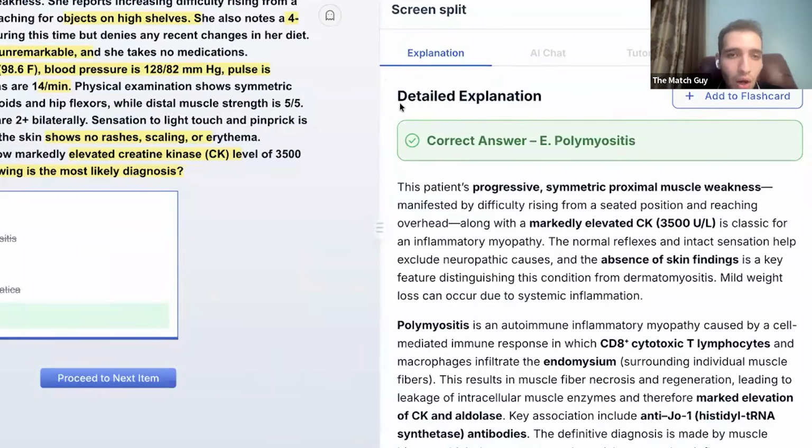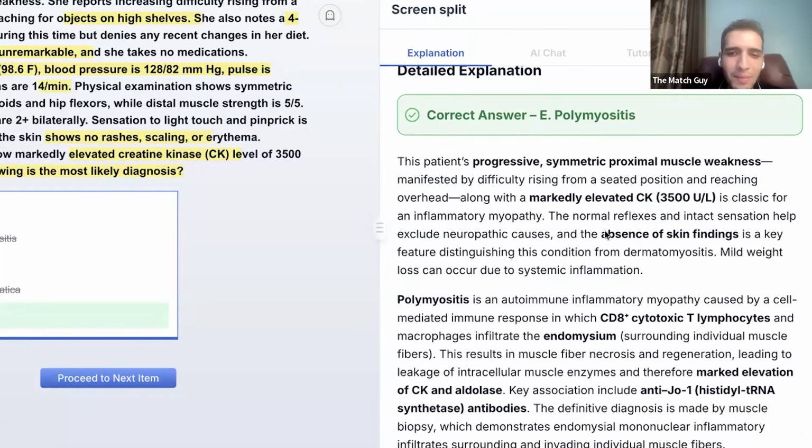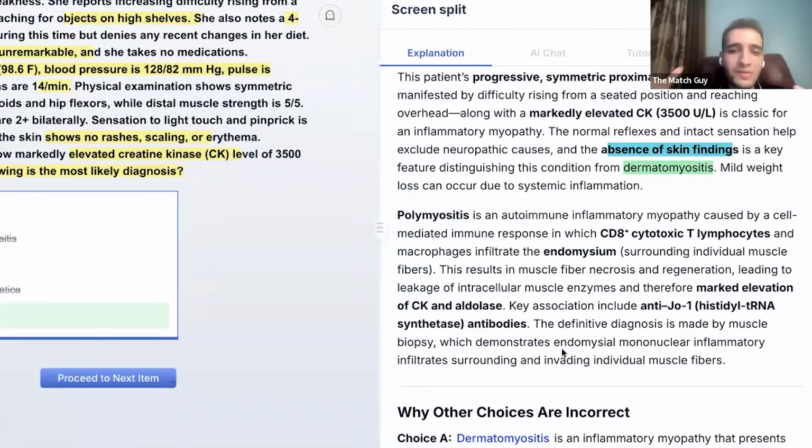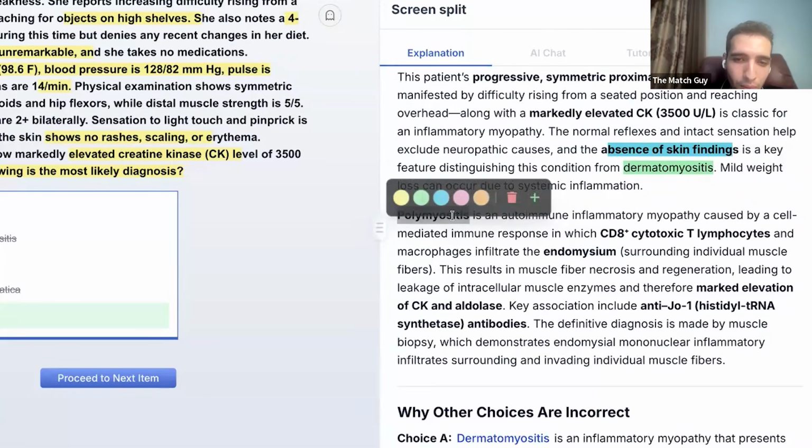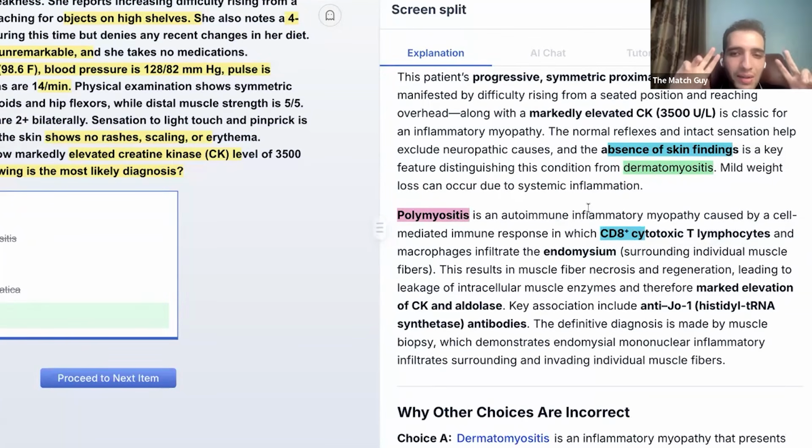First, I read the question. Oh, muscle weakness, increased creatine kinase, right? And absence of skin findings. This tells me it's usually myositis, not dermatomyositis. It's usually myositis. So that's the first thing. Then I read the high yield facts about polymyositis. Oh, polymyositis will usually be CD8 T lymphocyte. And I know this. I always tell my students poly means CD8. Poly means too much. So it's CD8.